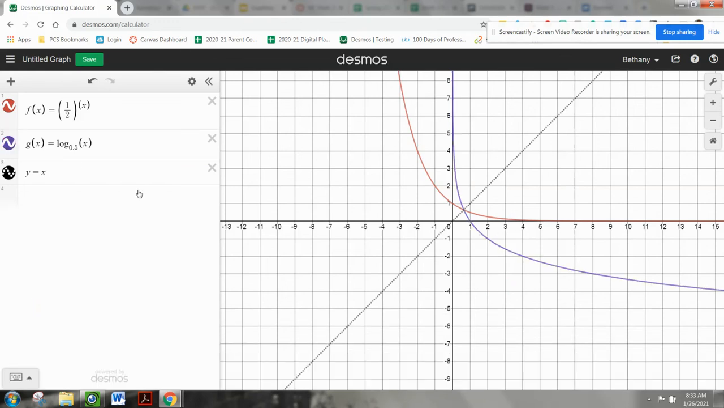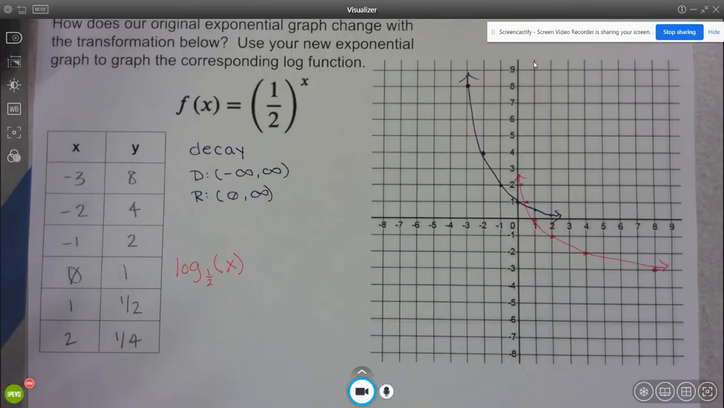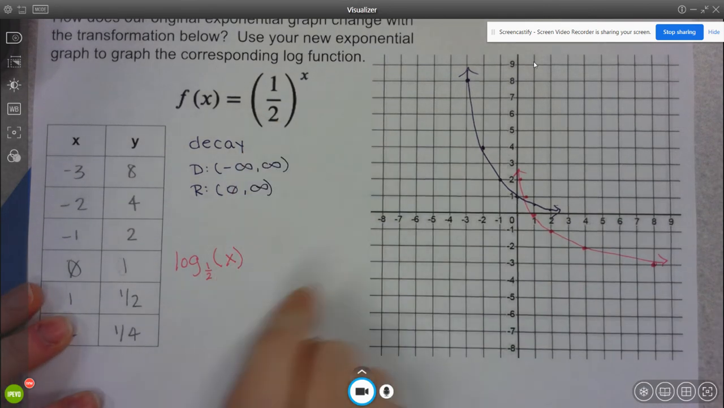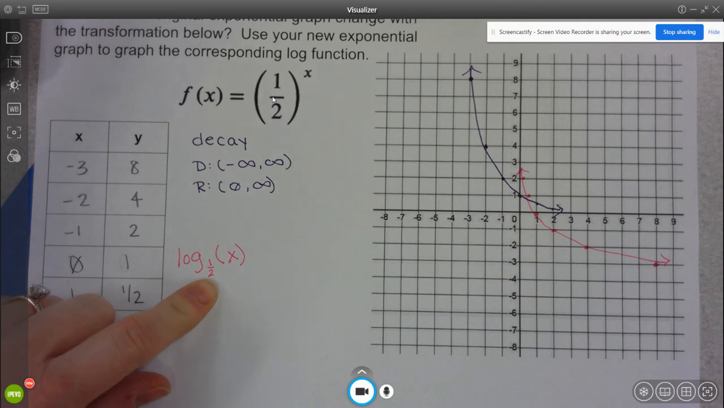Now, you can see, because I changed the base of my exponential, I also had to change the base of my logarithm. And now I have my inverted function. So this would be log base 1/2 of x. That's my log function. So all the other transformations we looked at did not affect the base, and I had to tweak some other part of the exponential function. Now that I'm tweaking the base of my exponential, I'm also tweaking the base of my logarithm.